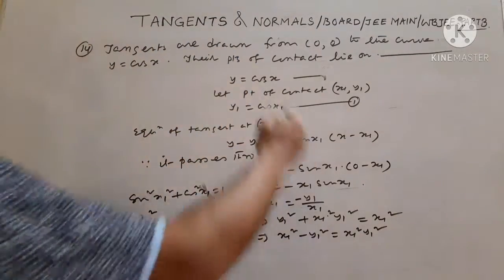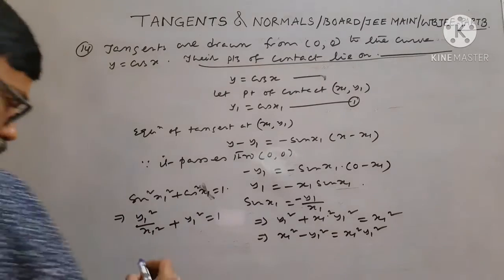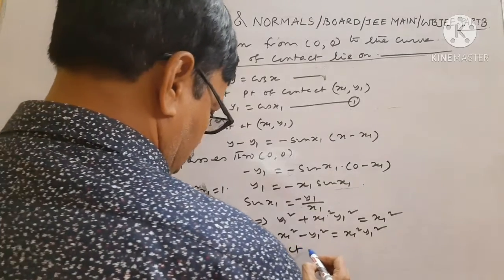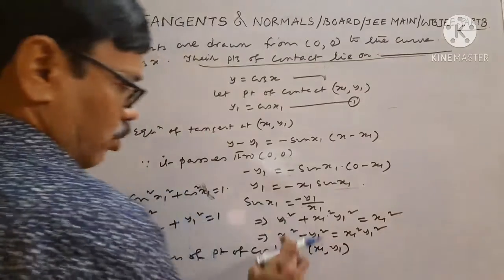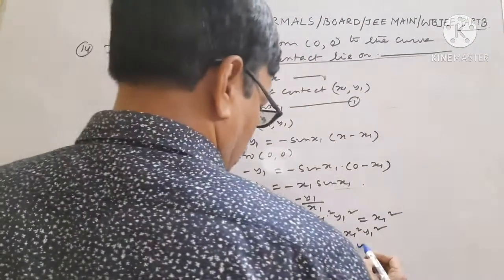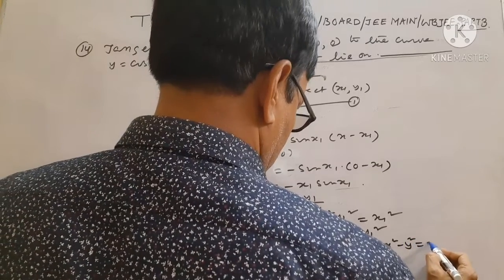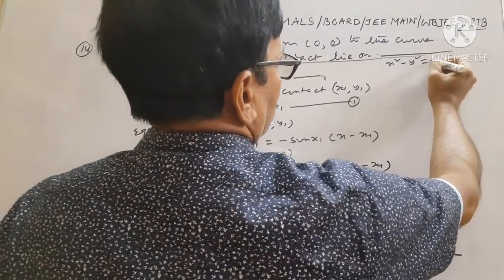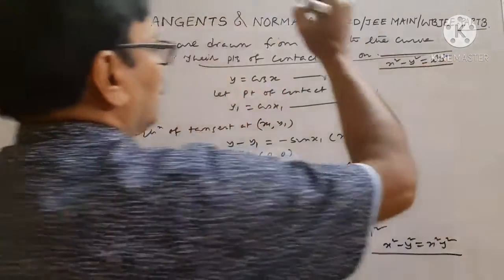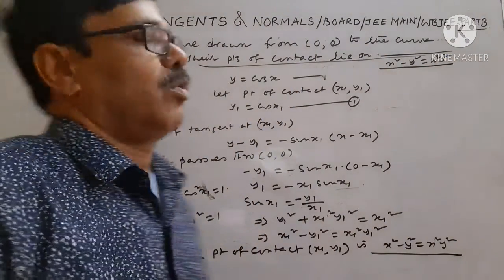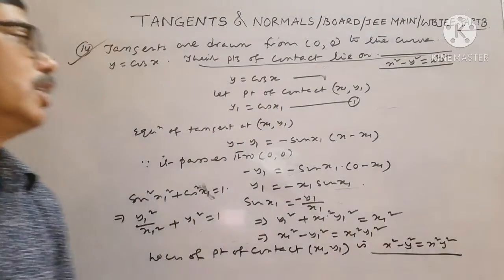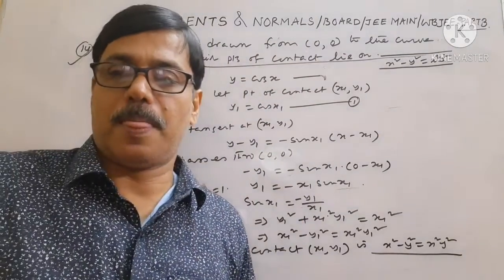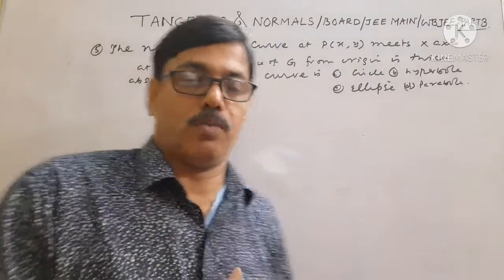We have to find the locus of the point of contact. What is the point of contact? x1, y1. So x1 is replaced by x, y1 is replaced by y. So x square minus y square equals x square y square. So this is the locus of the point of contact, similar to the previous problem. It passes through 0, 0. Same type. Now consider one more problem.